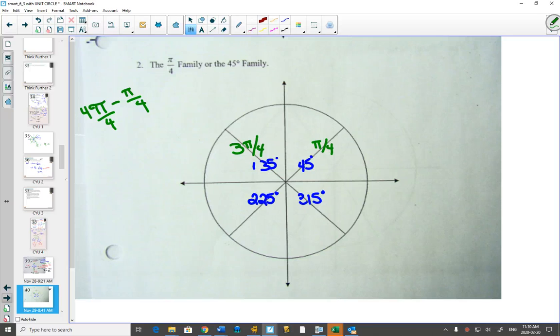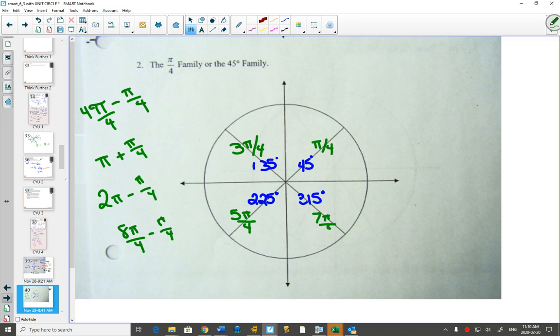In quadrant 3, you would have to do pi plus your reference angle. Again, you would need a common denominator, right? And you would get 5 pi over 4. And in quadrant 4, you would do 2 pi minus your reference angle. Getting a common denominator, would you agree that 2 pi is the same as 8 pi over 4? And if you subtracted pi over 4, you would get 7 pi over 4.